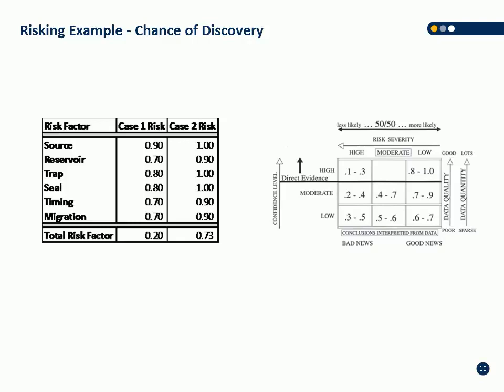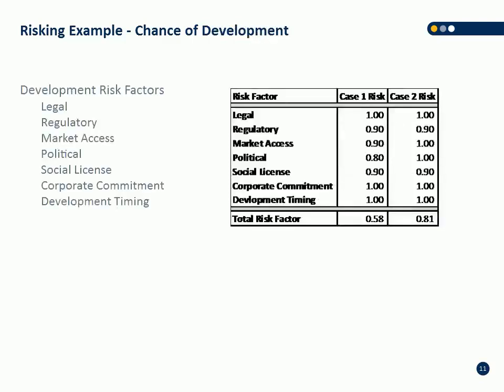So you only have 3 out of 6 factors, and you're still down to a 73% chance of success. So it's just showing you that as soon as you have uncertainty in more than one category, your risk factor increases dramatically. So moving away from chance of discovery and into chance of development, same thing.